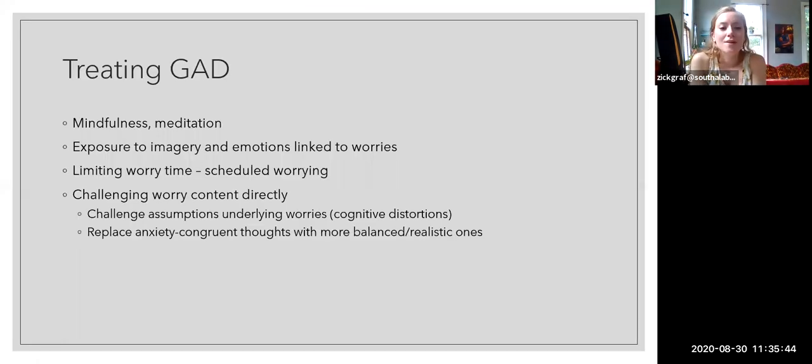So in terms of treatment for generalized anxiety disorder, there are medication treatments, and we'll talk about that in a few slides. But psychological treatments for GAD include things like mindfulness and meditation. So this really targets thought suppression, because thought suppression is all about trying to control your thoughts, trying to prevent yourself from having certain thoughts that you think are bad. Whereas mindfulness is all about just letting your thoughts come and go and not really engaging with them at all.